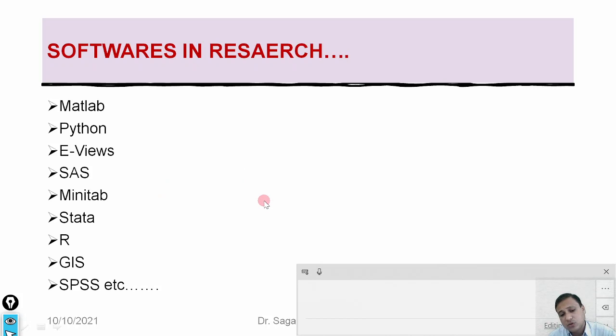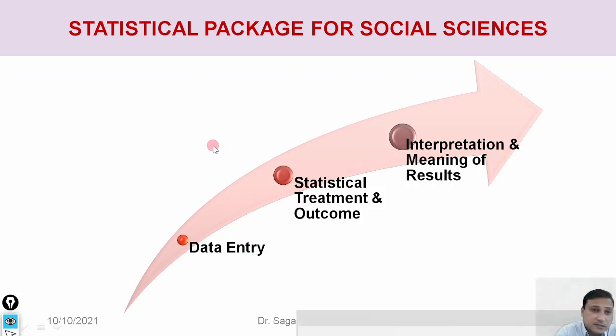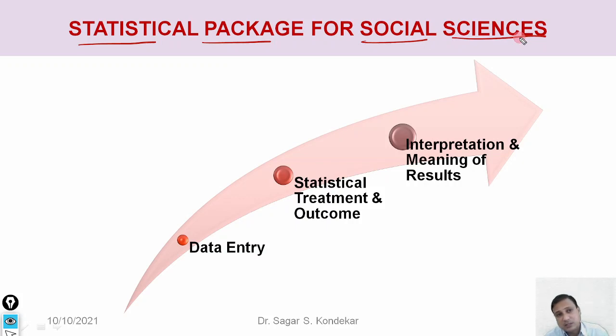See, there are many softwares available in the market for research purposes. Some of the softwares I have enlisted here are MATLAB, Python, eViews, SAS, Minitab, Stata, R software, GIS and SPSS. R is one of the free software available online. SPSS is one of the user-friendly software heavily used by many researchers, and this course will be dealing with this software. The full-length name of SPSS is Statistical Package for Social Sciences.